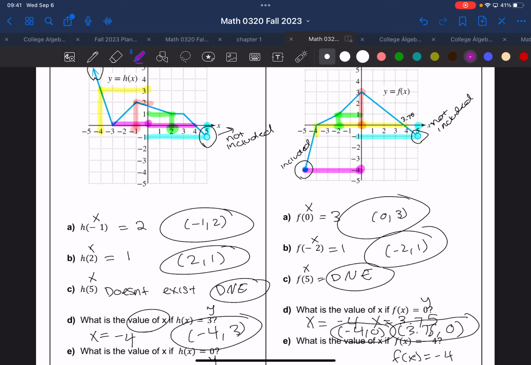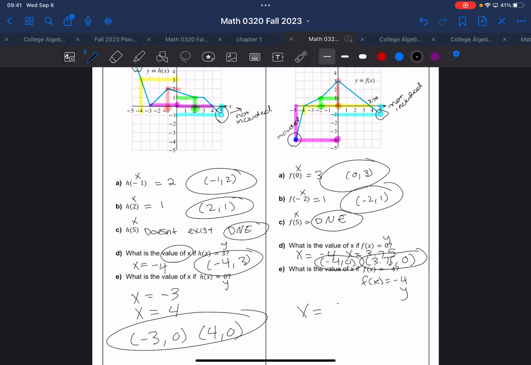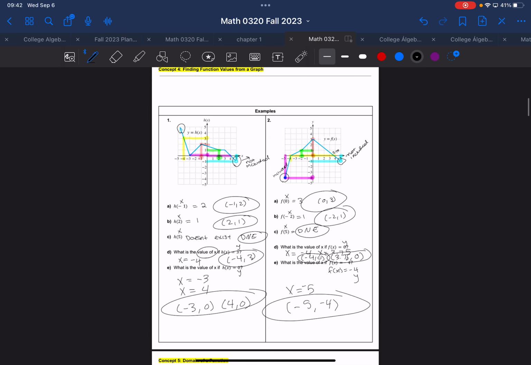And that corresponds to what number on the x's? Negative 5. Is this included or not included? Included, so we say x is equal to negative 5. So what's our point? Negative 5, negative 4. Yep. Okay, so that's how we would find function values from a graph. That's if we are not given a function equation, just given the graph.